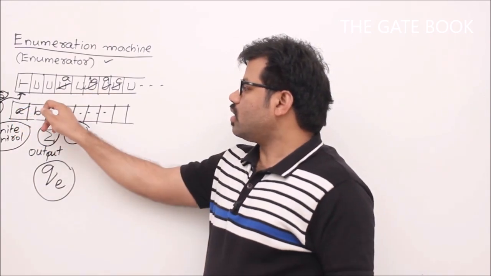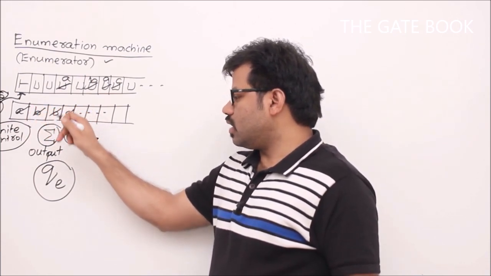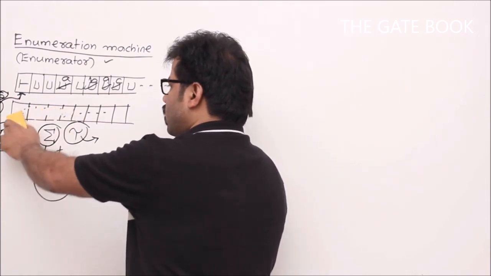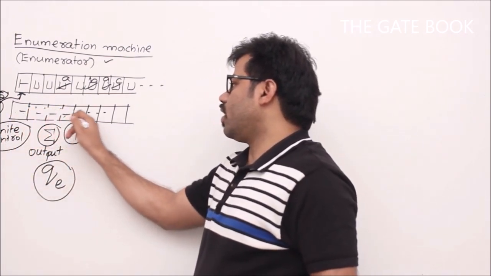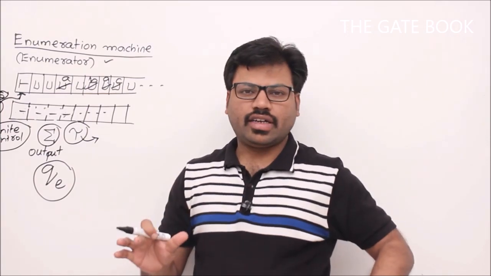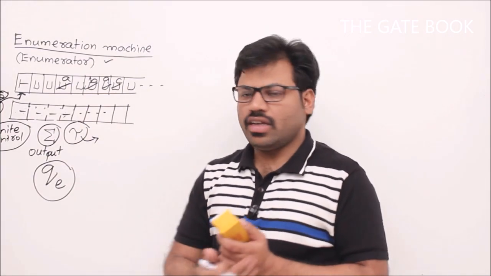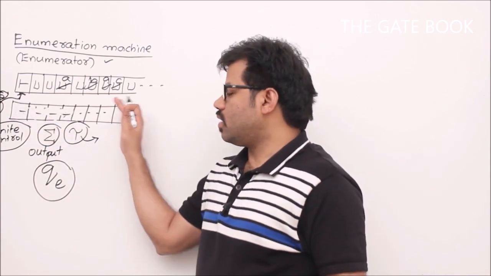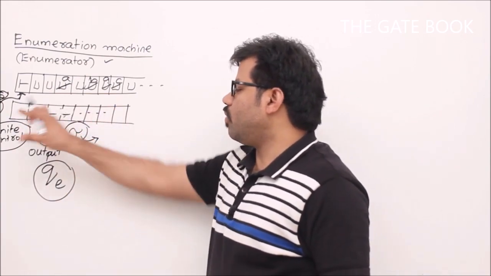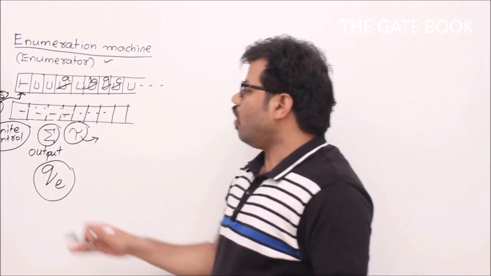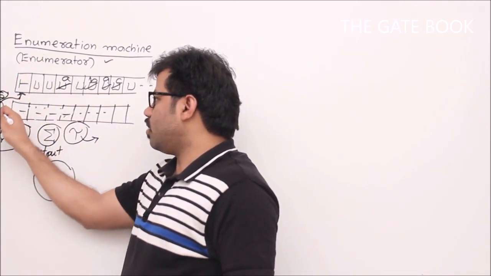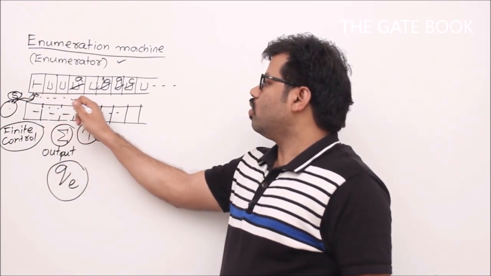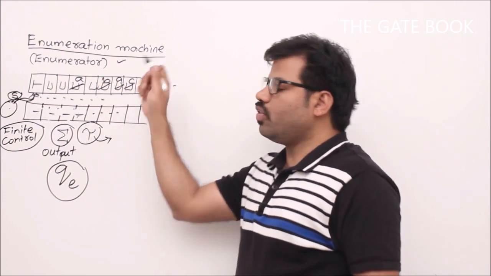So when it comes to the enumerated state, that means we should understand that one string is generated by this enumeration machine. So we have to immediately note it down. I'm just kidding.